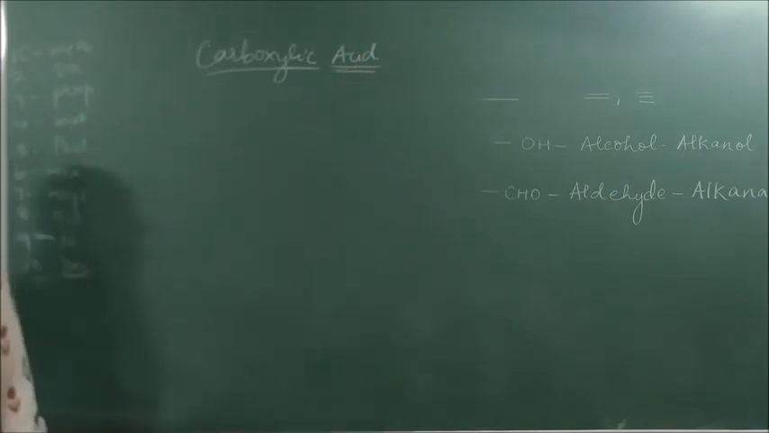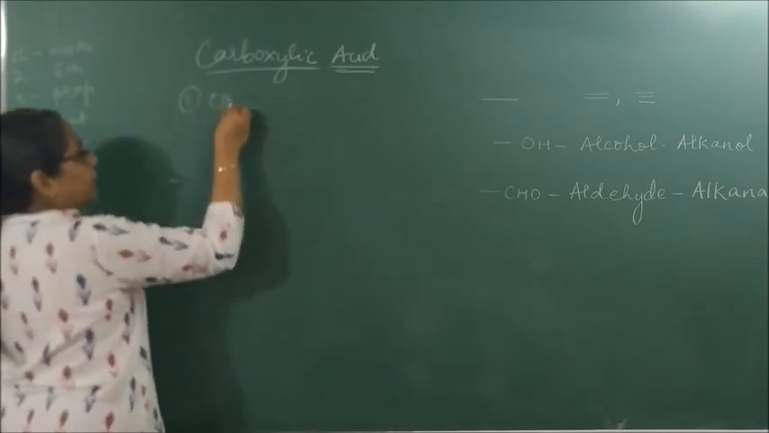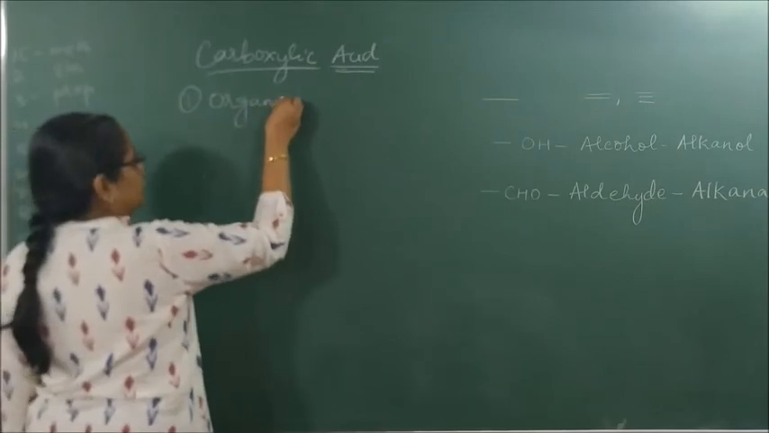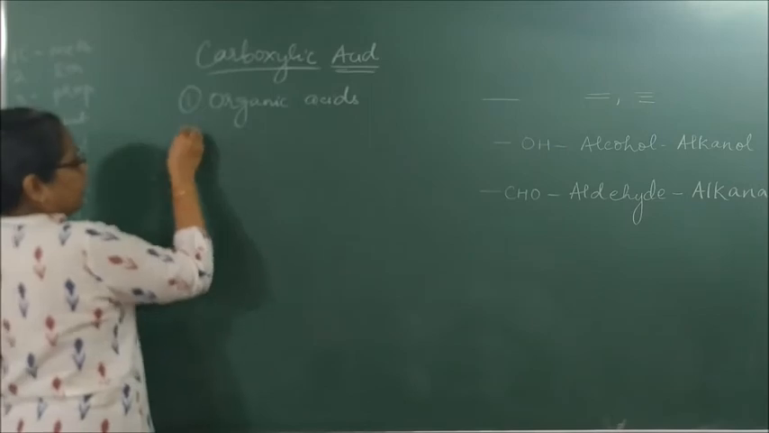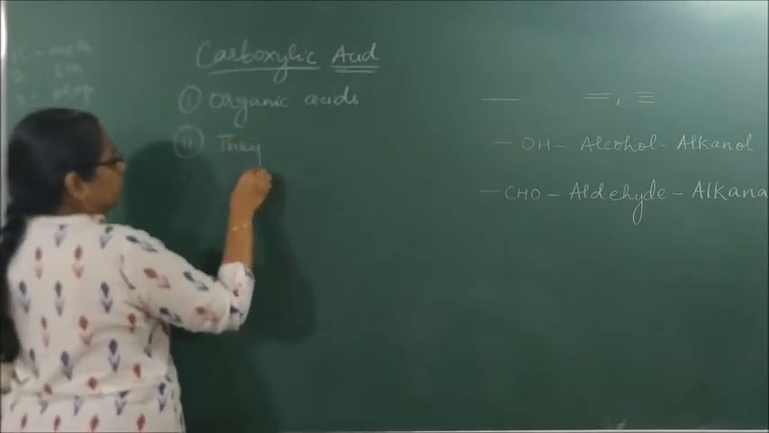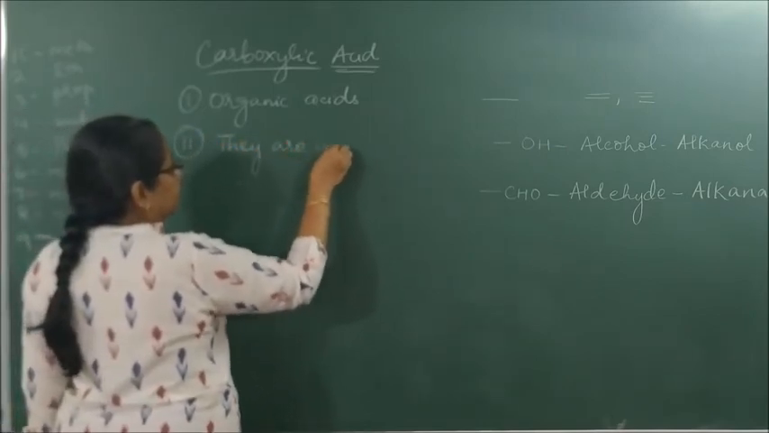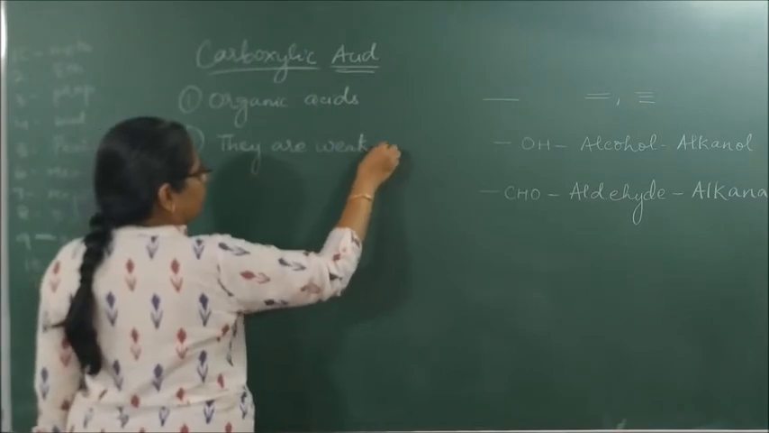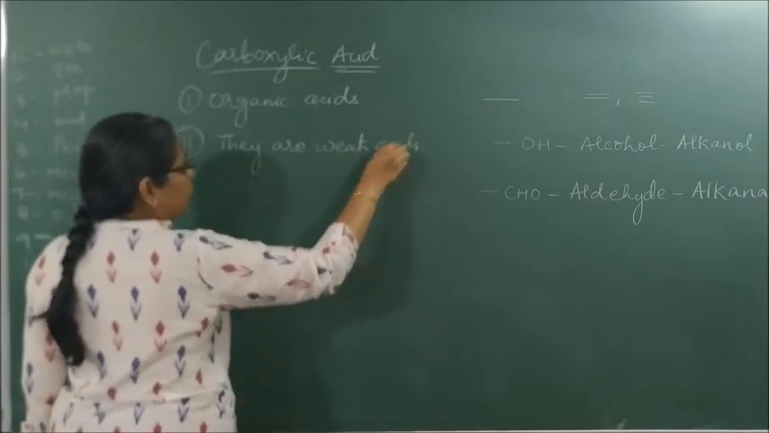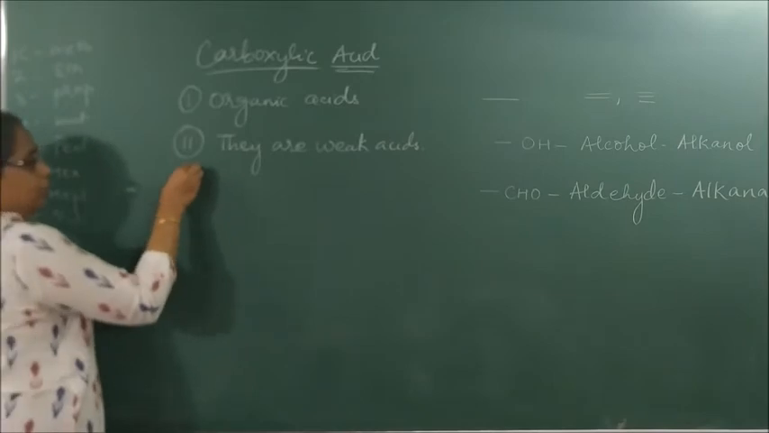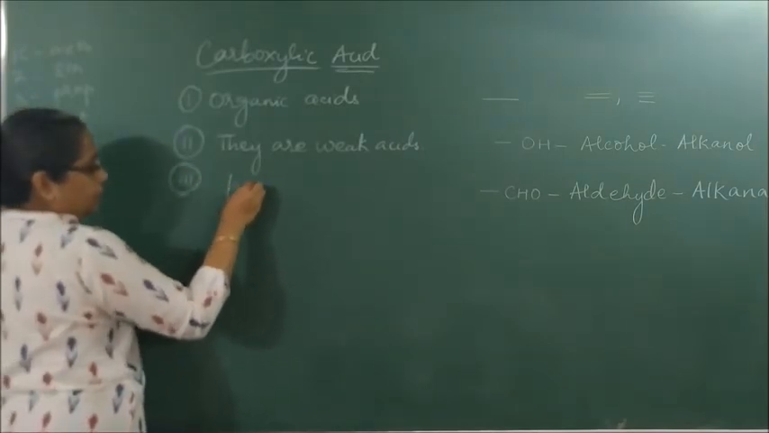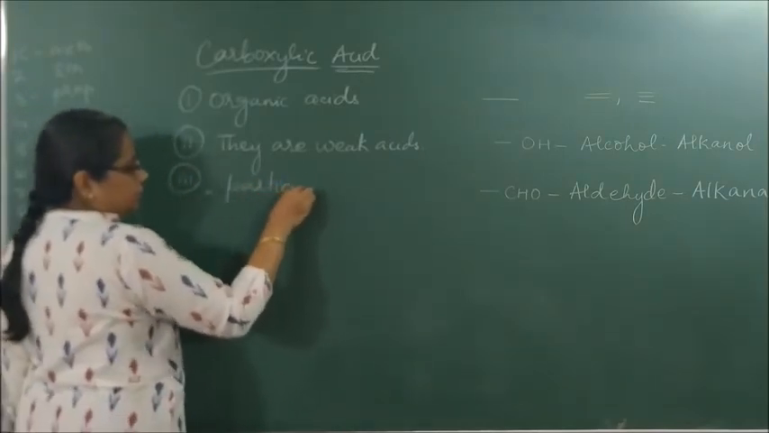Carboxylic acids are organic acids. First point, they are all organic acids. And second point, they are weak acids. They are not very strong. If I say they are weak acids, it means they partially dissociate. They do not fully dissociate. They partially dissociate.